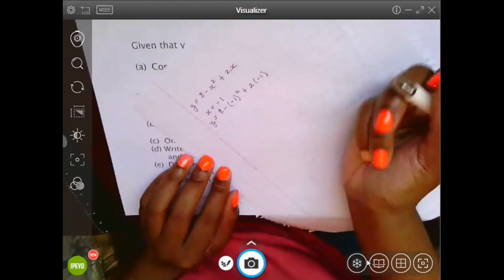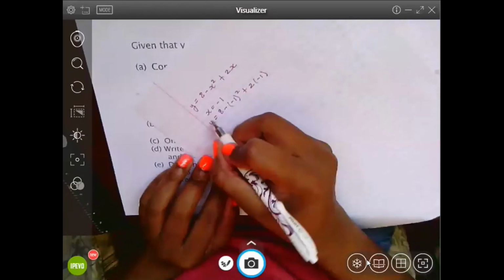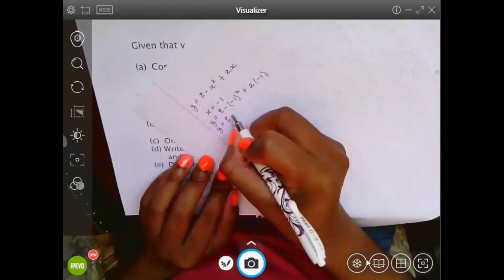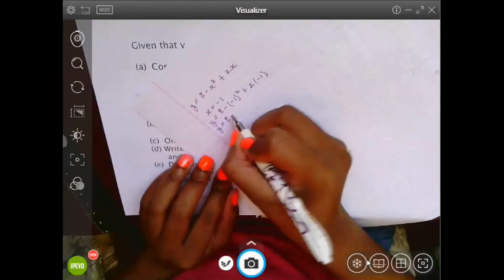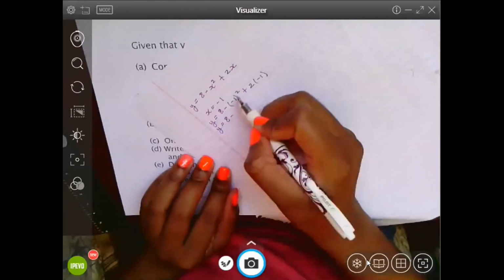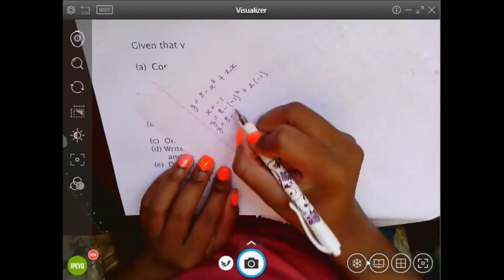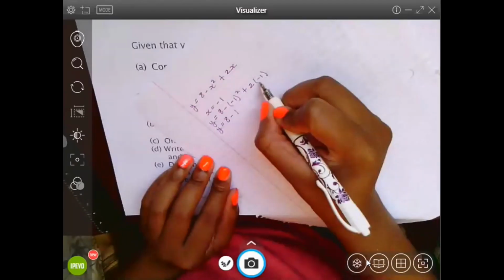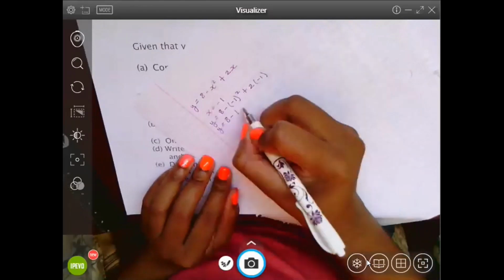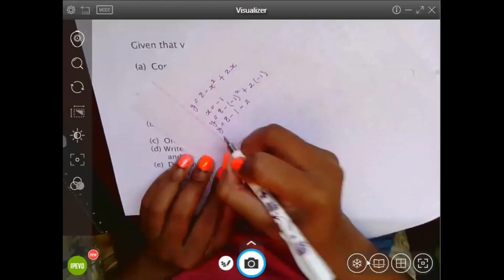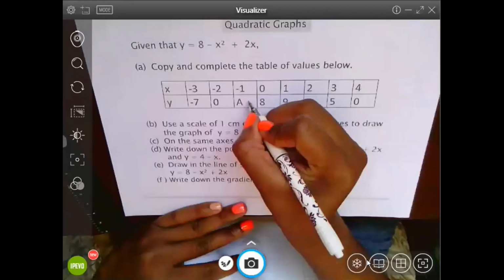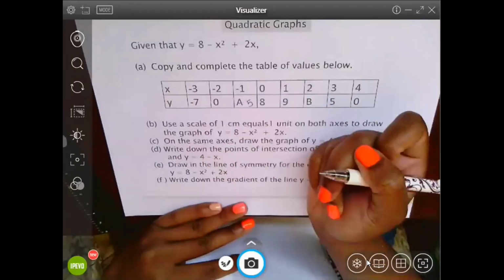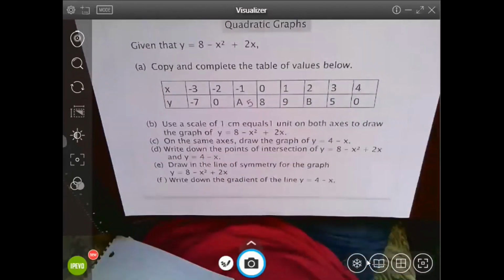Y equals 8, take away, well, -1 squared just becomes 1. And then +2 times -1, -2, or take away 2. So y is equal to 5. So my first value, and I'm going to put it on my table for now, is 5.